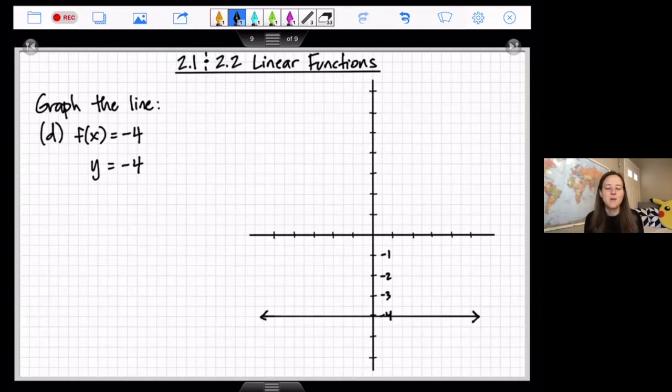So this is all the time we're going to spend on lines. If you need a little bit more of an in-depth review, let me know, and I'll be happy to find you some resources. See you in class.